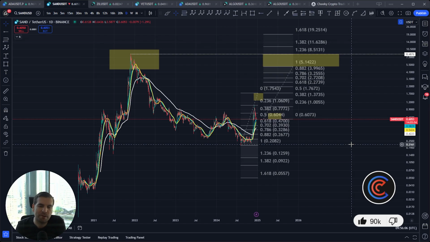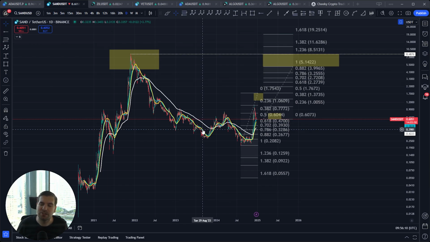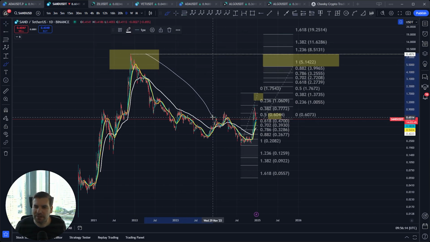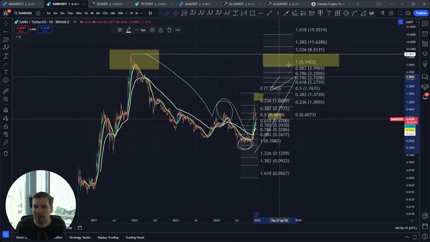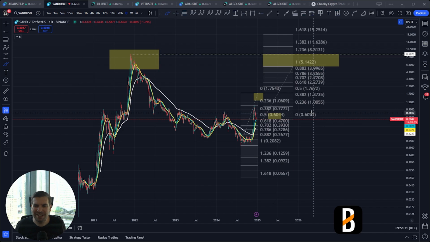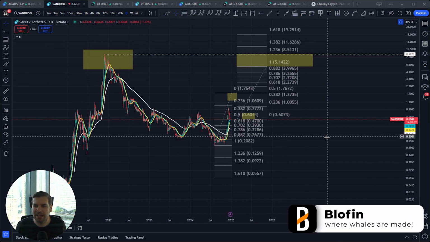This mirrors very much what I saw in Cardano back in 2019 to 2020, where you had that initial push to the downside, a little relief rally, and then a final bear market bottom before rallying insanely well. Okay, now obviously it's going to take a lot to get there. I'm not saying that that's going to happen overnight.